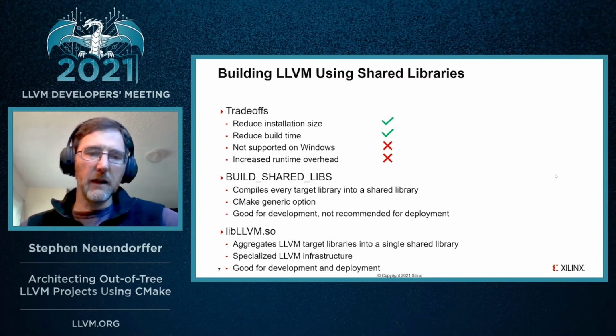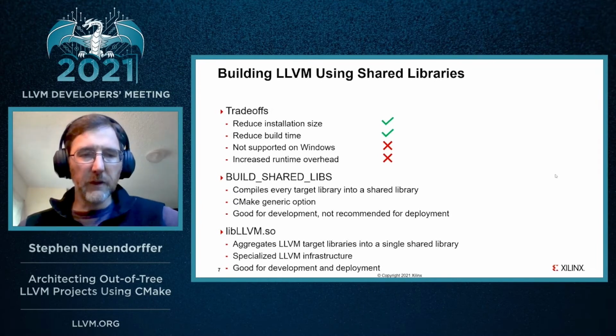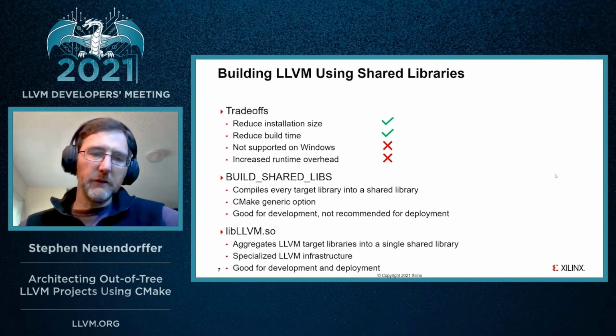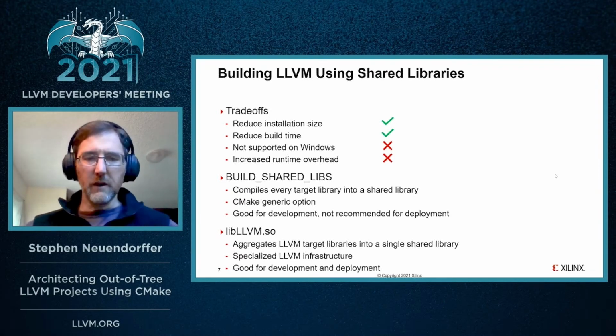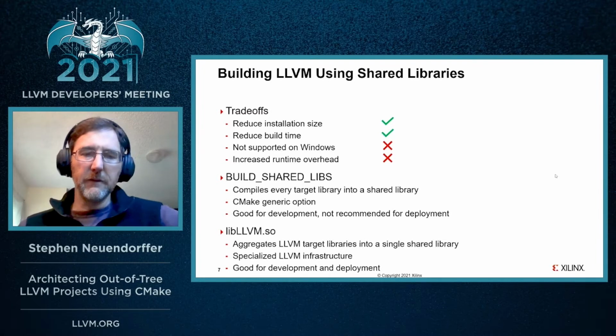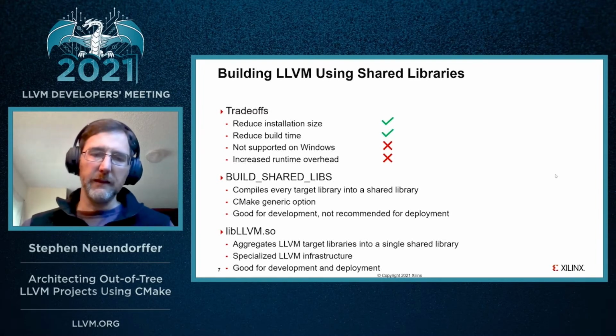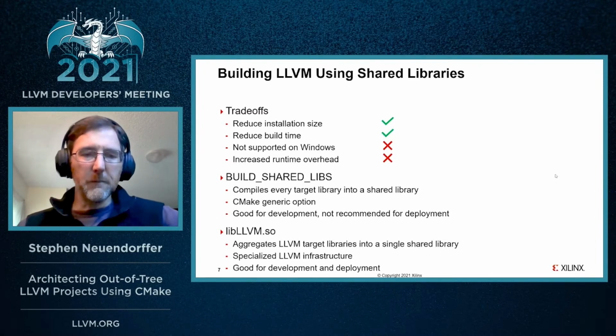One is around the BUILD_SHARED_LIBS option to CMake. What this does is it compiles every target library into a separate shared library. And this tends to be pretty good for development, but it's not really recommended for deployment since we aren't really architecting these shared libraries very carefully to have them expose a standardized interface. This means that you really don't want to install these shared libraries in your system, for instance.